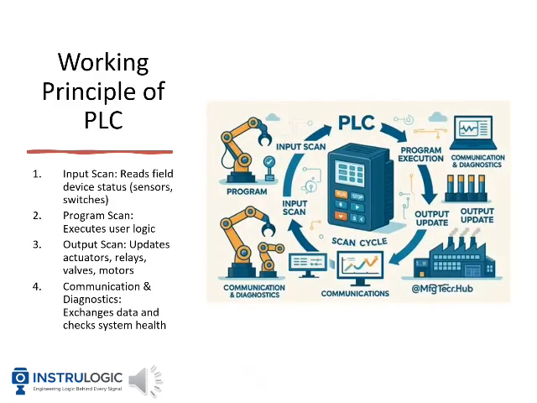How does a PLC work? It follows a simple cycle. First, the input scan reads the status of all connected devices like sensors and switches. Next, the program scan runs the user-defined logic to make decisions. Then the output scan updates the actuators, relays, valves, or motors based on that logic. Finally, the PLC handles communication and diagnostics, exchanging data with other systems and checking its health. This cycle repeats continuously, ensuring real-time control.